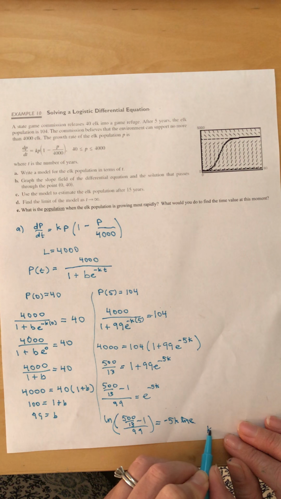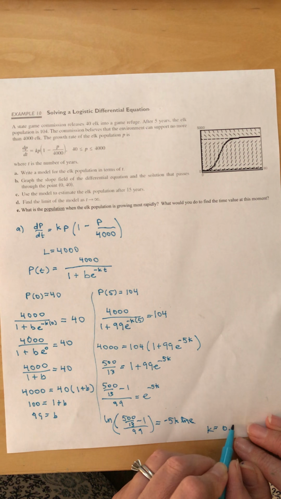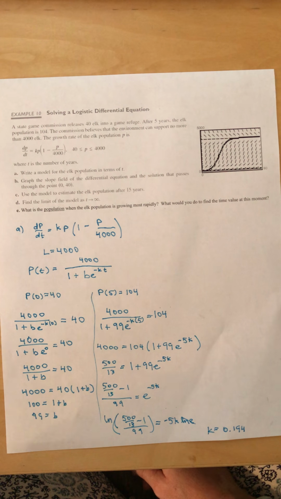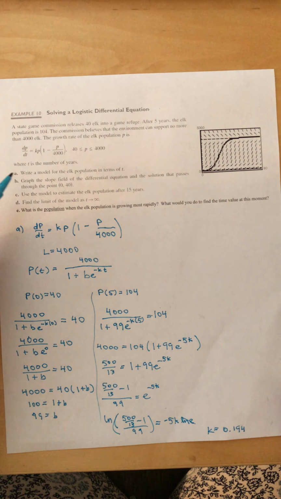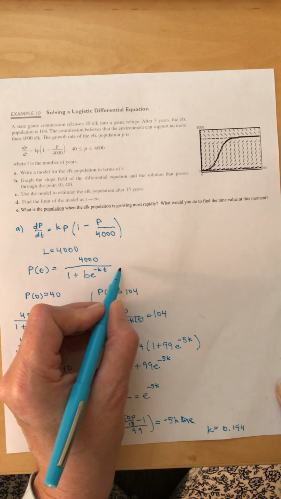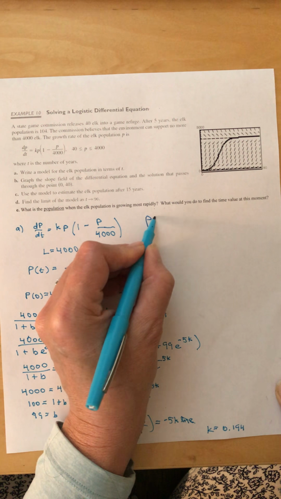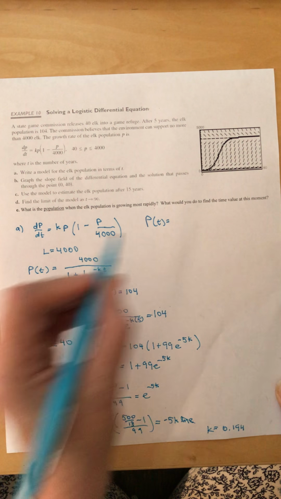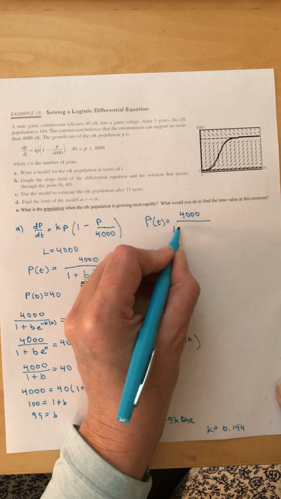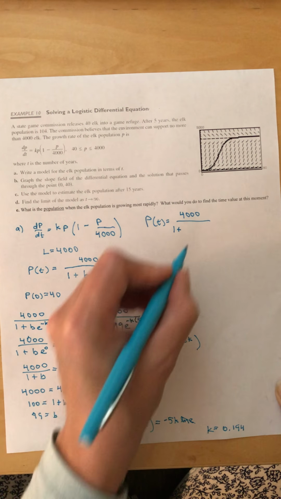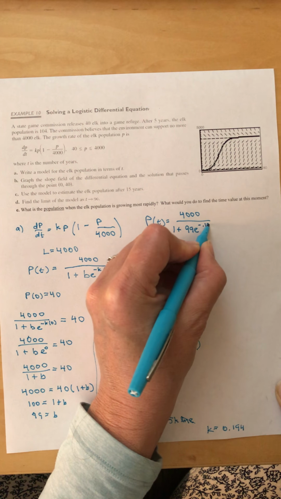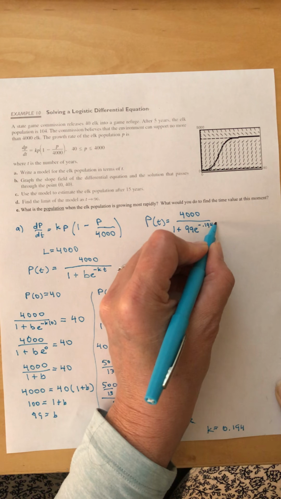you will get that k is equal to 0.194. And so then we have the differential equation. We have part A done. Write a model for the elk population in terms of t, and that comes out to be P of t is equal to 4,000 over 1 plus 99 e to the negative 0.194 t.